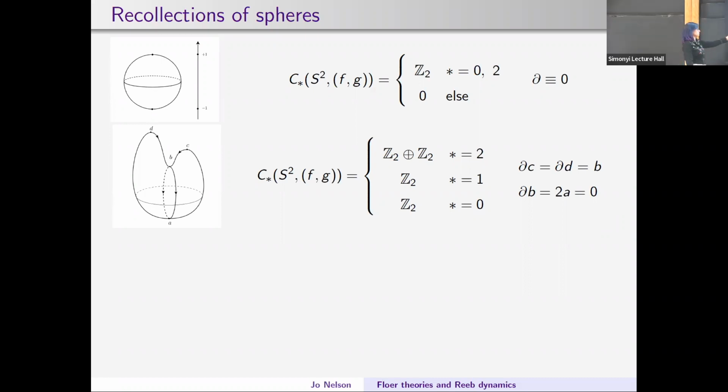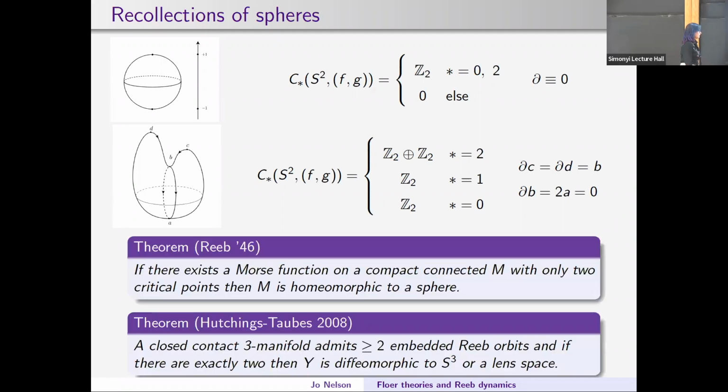And then if you sit down and think about what's going on with the differentials and you pass to homology, you'll get the same answer. And you start to see this kind of dichotomy between critical points of Morse functions and Reeb dynamics in these 2 theorems. So the first theorem is by Reeb. It wasn't stated this way, it was stated differently, but the content was the same.